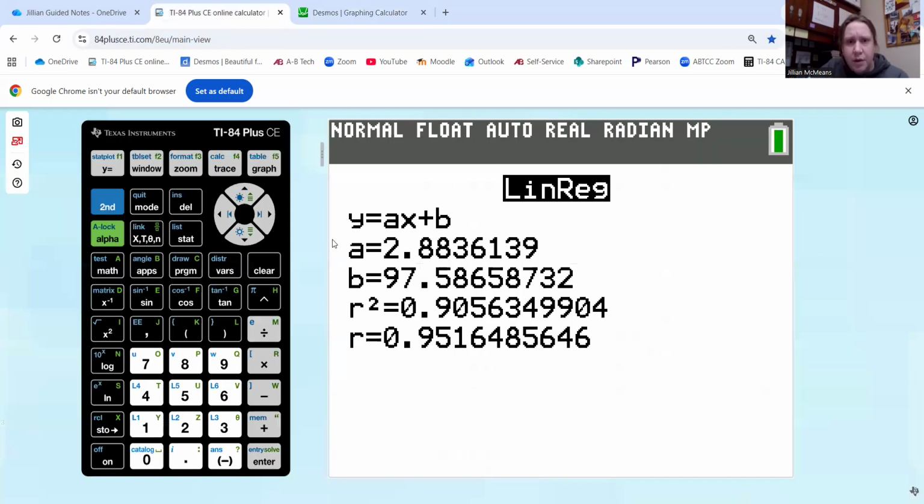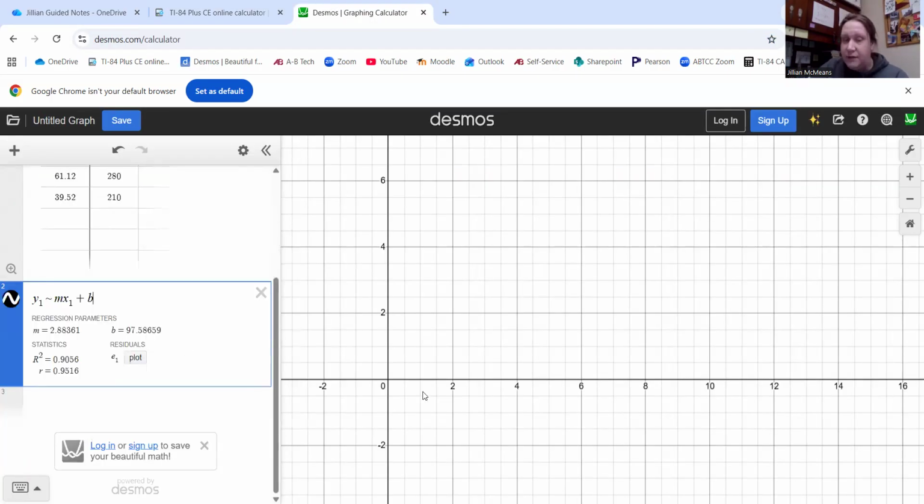Let me go back to the calculator really quick. Yeah, it should be 97.59. I don't know why I said 97.57. So we get 97.59 here, and then we get r is 0.95. So everything matches up. What I want to show you now is how you can tweak your window in Desmos.